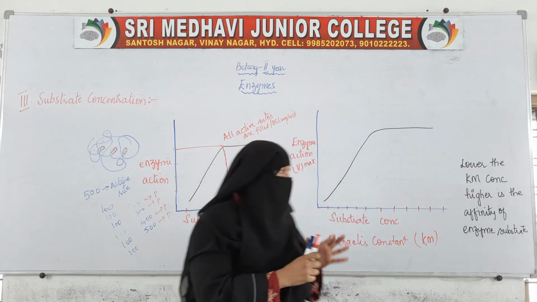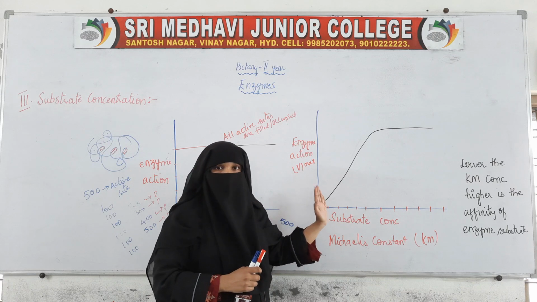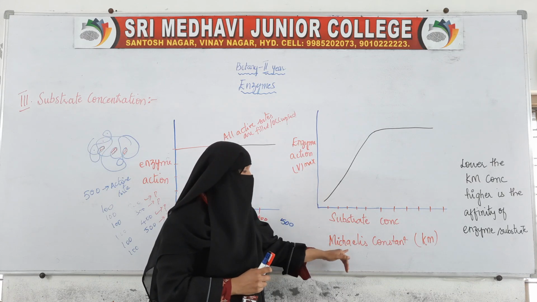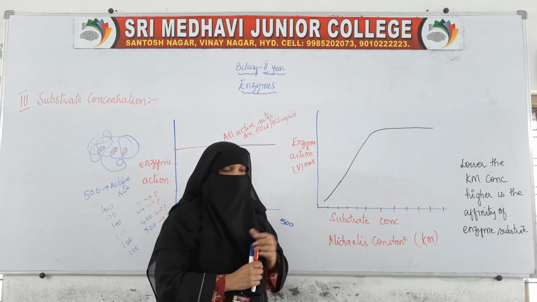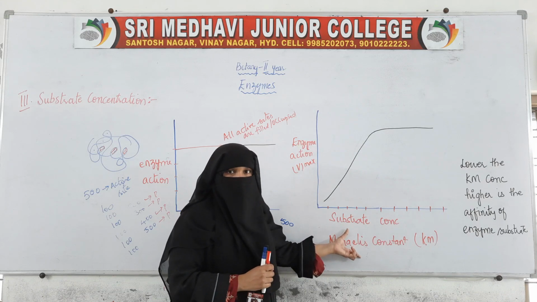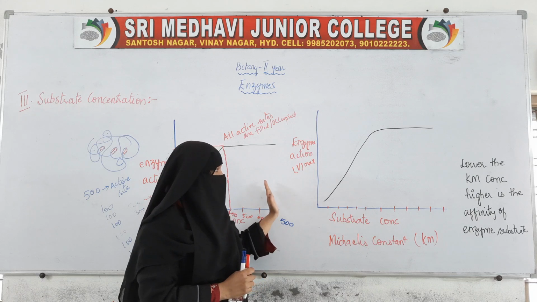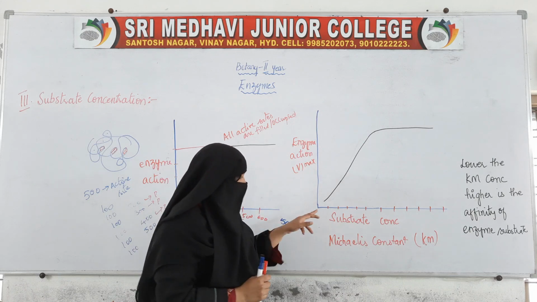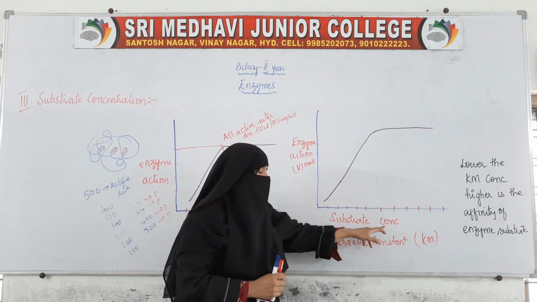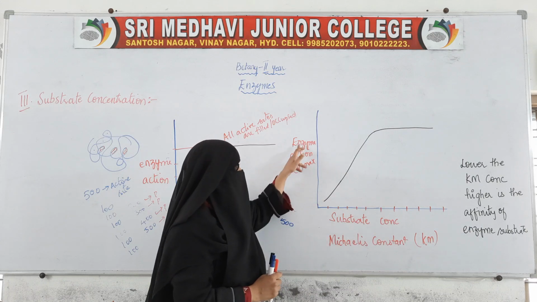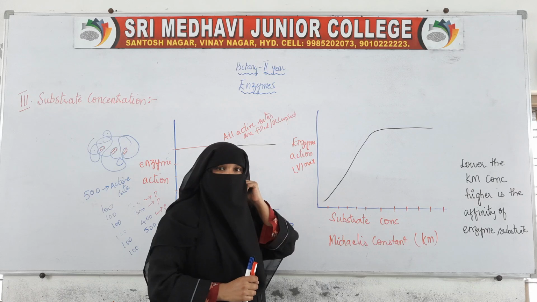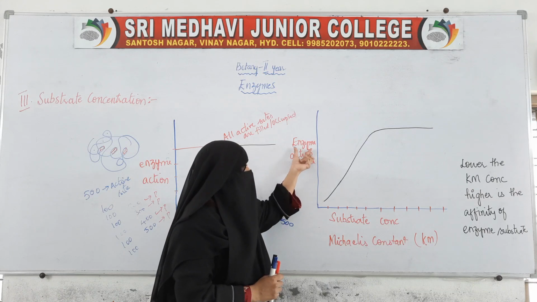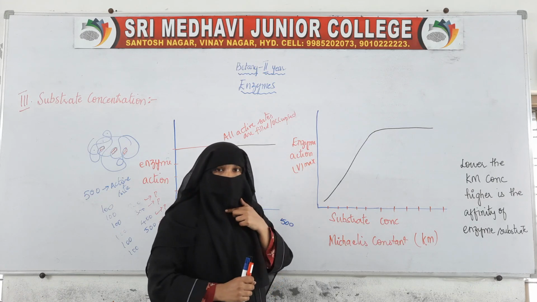So now this can also be shown by taking the Michaelis constant. So here, another graph, same thing, another graph we will be plotting. On one side we are taking the substrate concentration and on the other side is the enzyme action. Now what is the velocity? What is the rate at which the enzyme action is taking place?